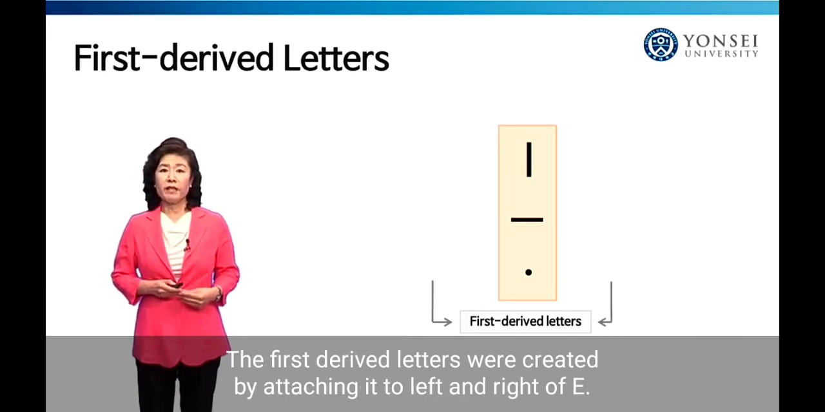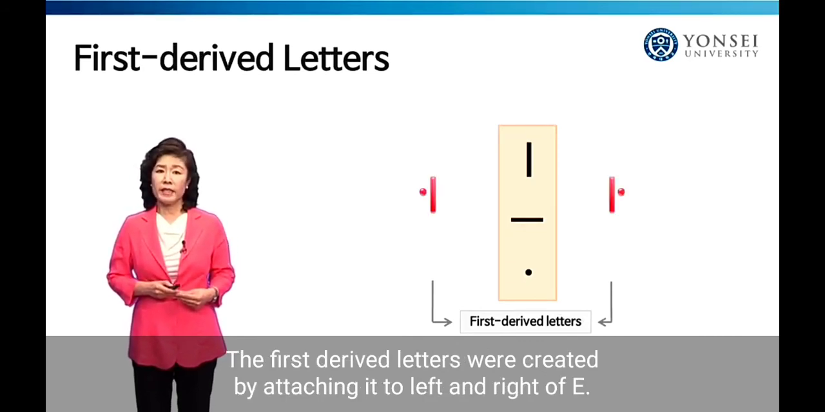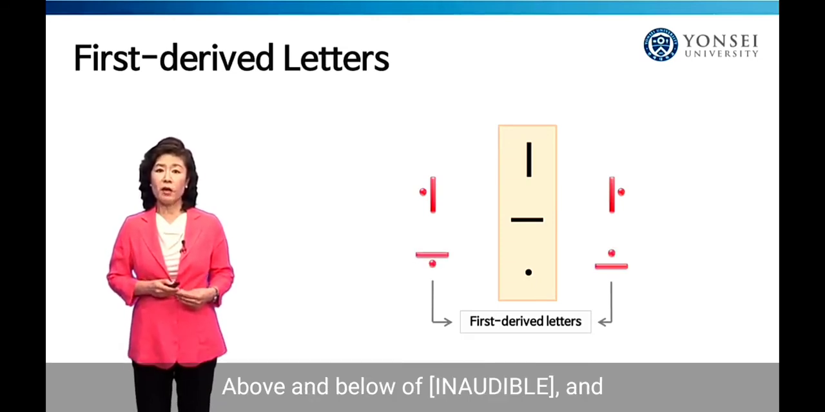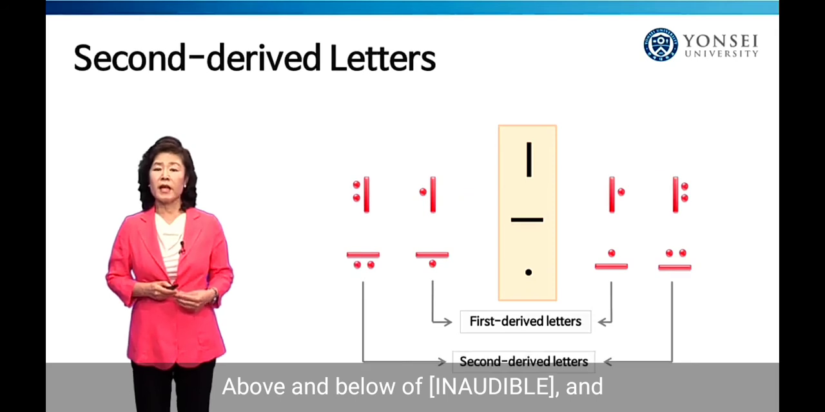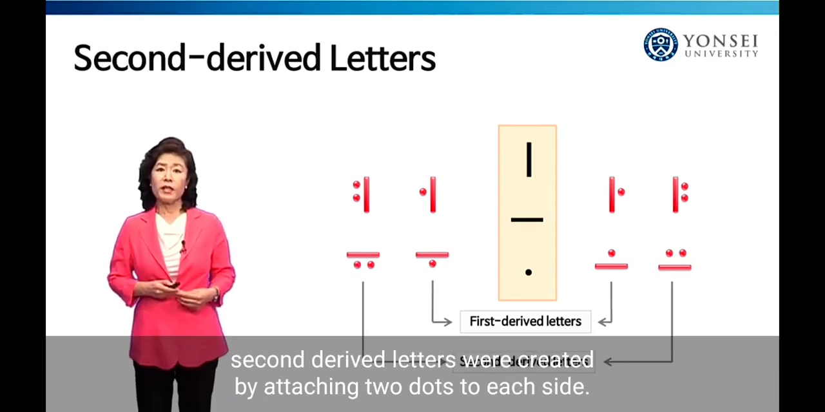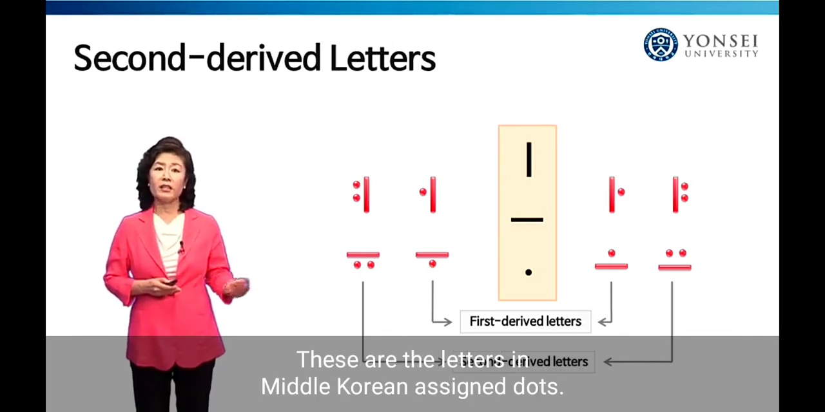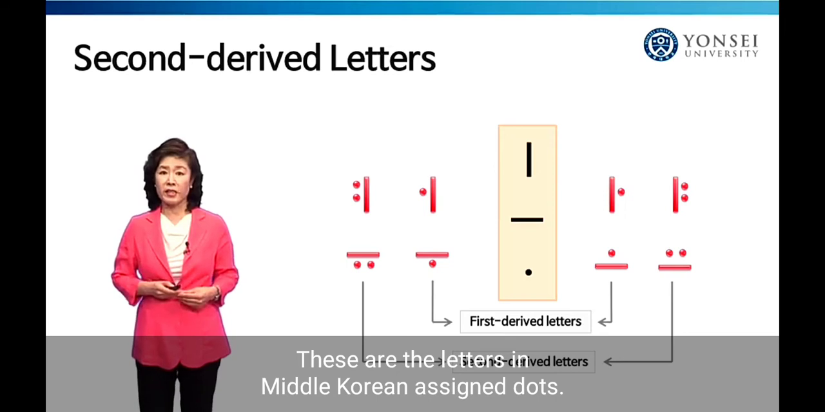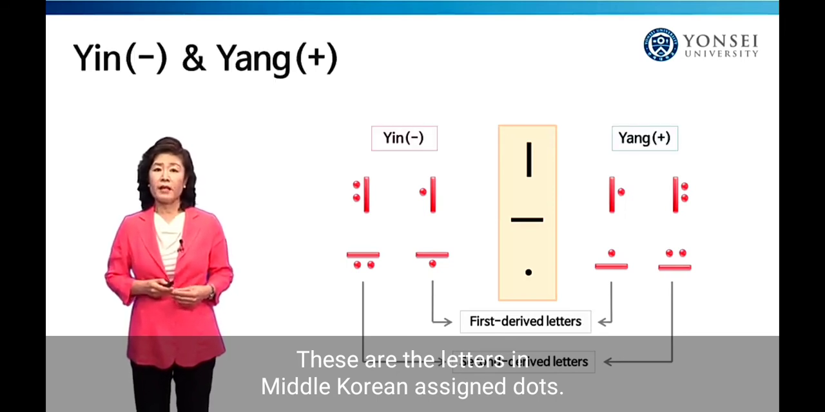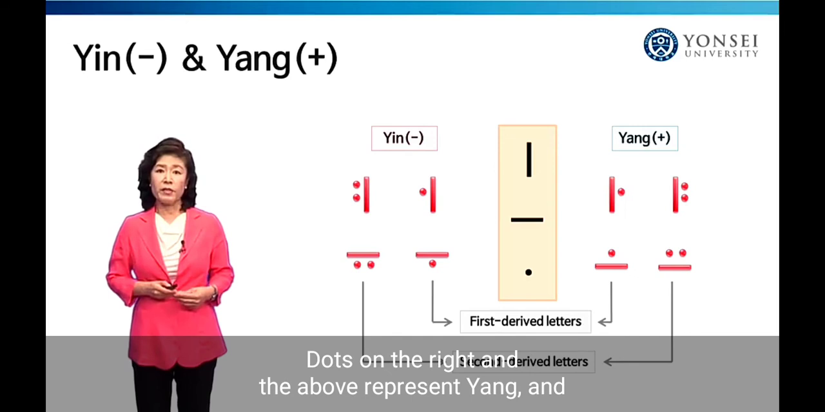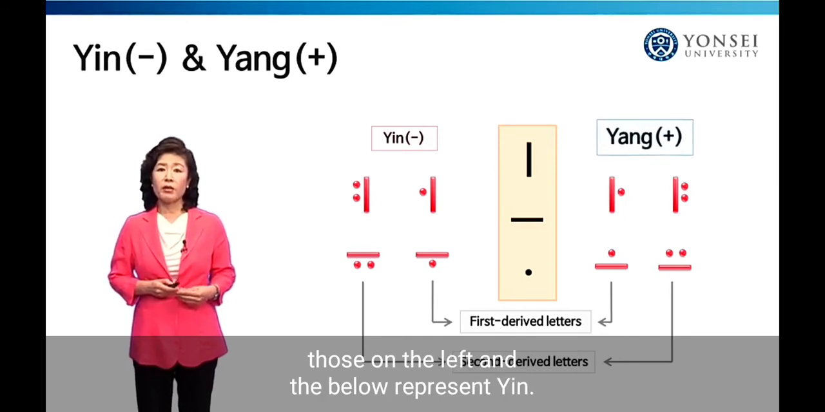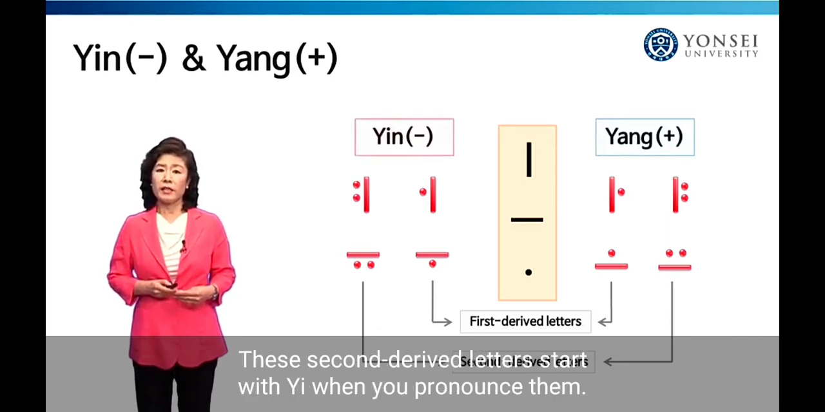The first-derived letters were created by attaching a dot to left and right of E, above and below of U, and second-derived letters were created by attaching 2 dots to each side. These are the letters in Middle Korean assigned dots. Dots on the right and the above represent yang, and those on the left and the below represent yin. These second-derived letters start with E when you pronounce them.